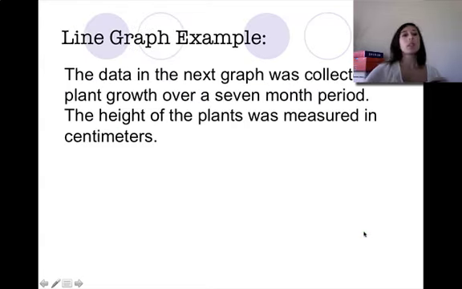Now, let's take a look at a line graph. So the data in the next graph was collected over a period of 7 months, and it looked at plant growth. So the height of the plants was measured in centimeters. So in this case, our independent variable is the 7 months, the time span, and then the plant growth, or the height of the plants, was what was the outcome, the dependent variable.